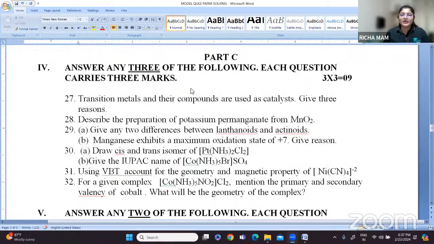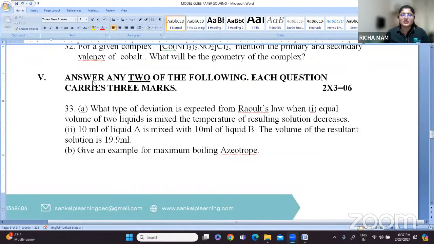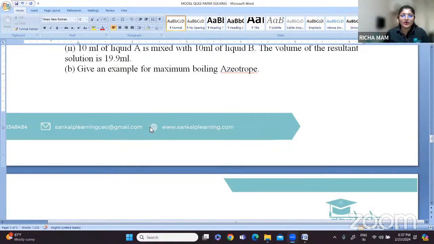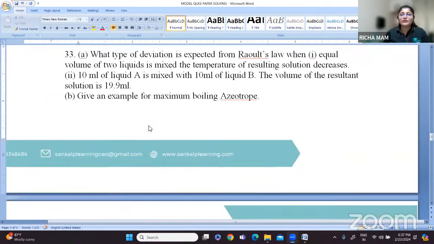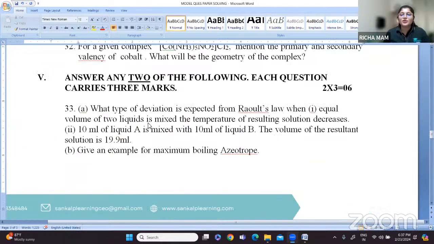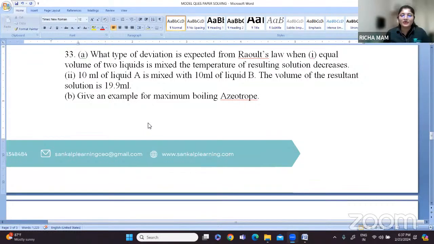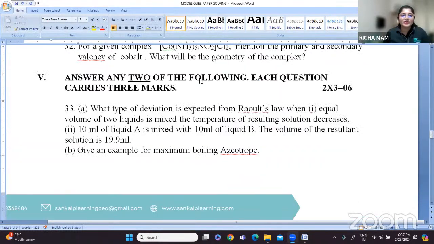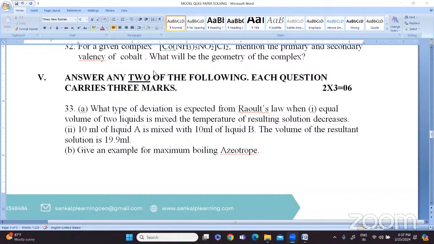In part C only, the fifth main question: answer any 2 of the following. Each question carries 3 marks. So here you are going to get 4 questions, and out of these 4 questions you have to answer any 2. You are going to get these questions from physical chemistry.